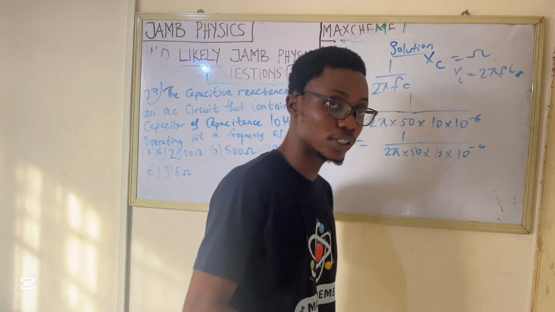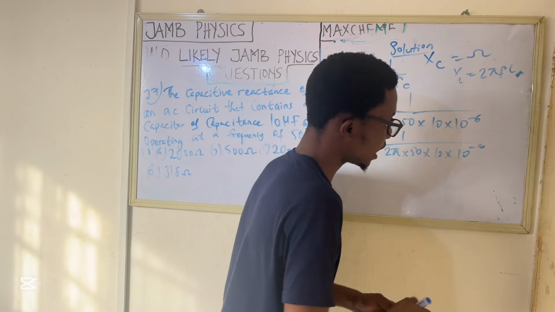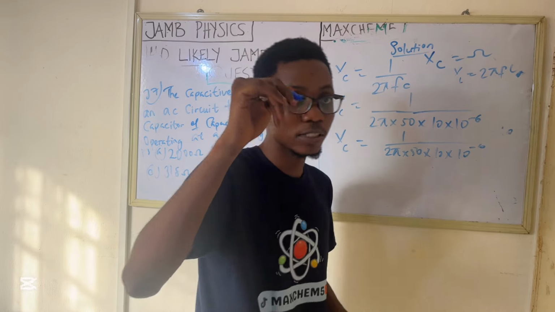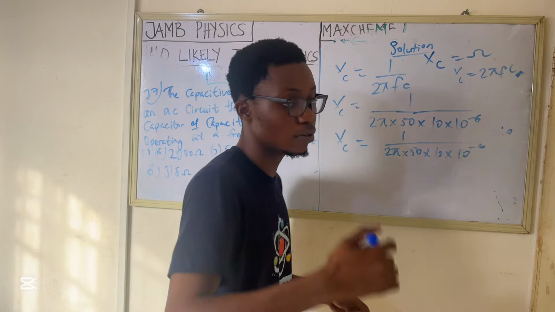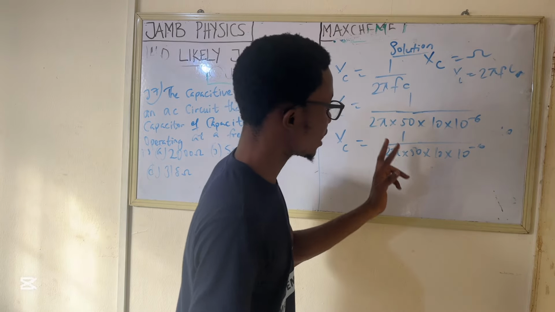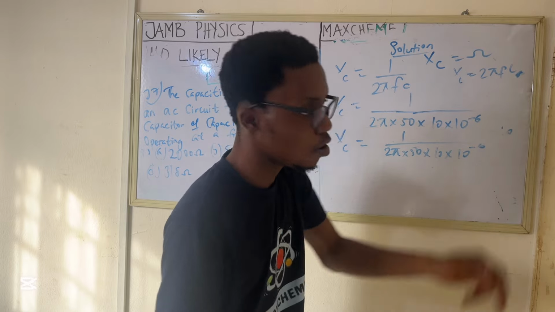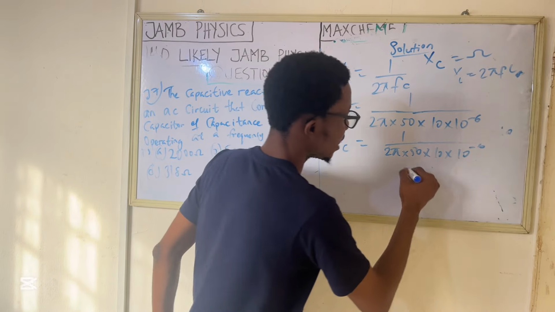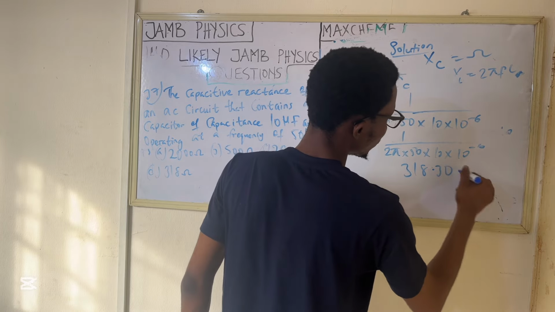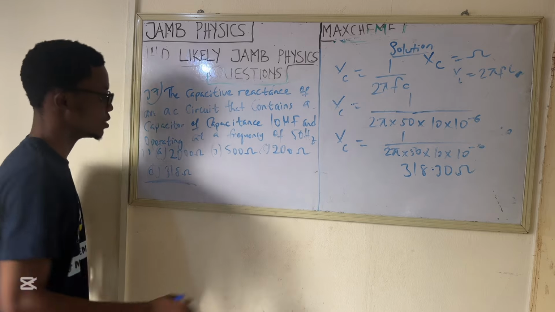I would advise you to use exponential. That exponential is times 10 raised to power. That is the work of the exponential. EXP at the base of your calculator, you see EXP there. So you just write 2 times pi times 50 times 10 exponential minus 6. Then you arrive at 318.30 ohms. That is the answer, D.